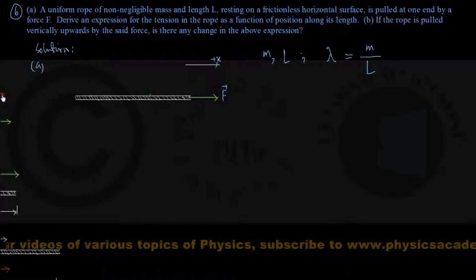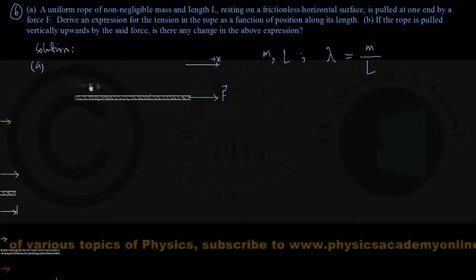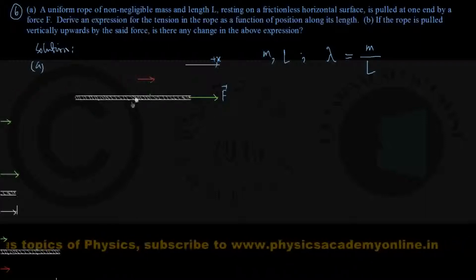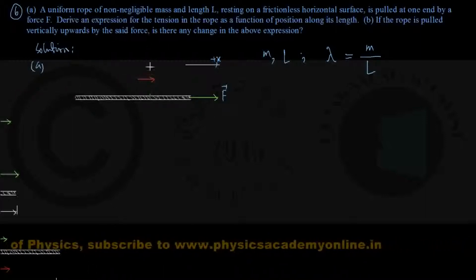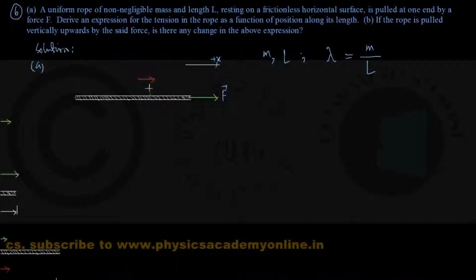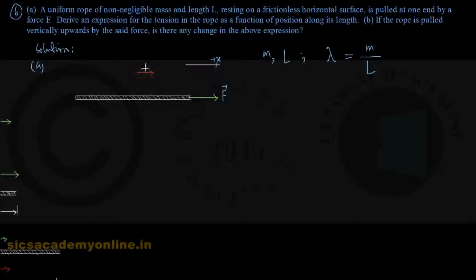Let us assume further that the acceleration of the rope as it moves to the right under the applied force is a, and you'll agree that since the rope is one continuous body, its acceleration, small a, that I show here, is the same at every part of this rope.